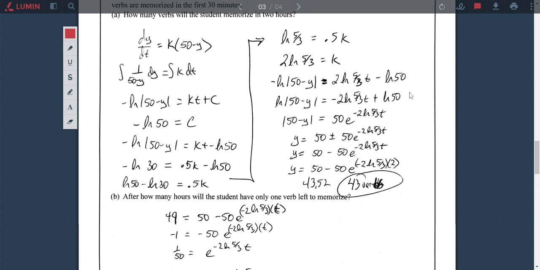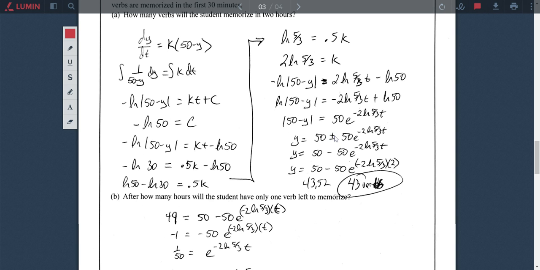Then we want to e both sides. Again, natural log of 50 turns into a coefficient of 50. Get rid of the absolute value, subtract the 50, and change the sign. So we get 50 plus or minus 50 e to the negative 2 natural log of 5/3 t.